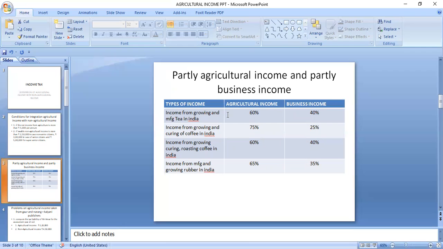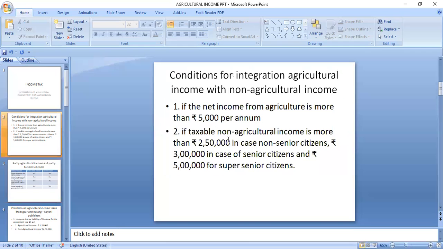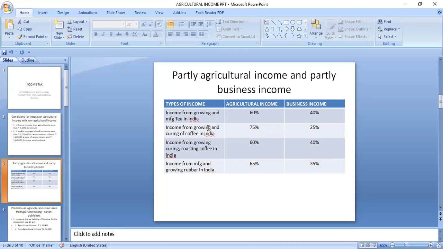Suppose you are growing and curing coffee in India, then 75% belongs to agricultural income and 25% to business income. And suppose we are growing, curing and roasting coffee in India, 60% is agri income and 40% is business income. Business income may be called non-agricultural income. Suppose you are manufacturing and growing rubber in India, 65% belongs to agri income and 35% belongs to business income.